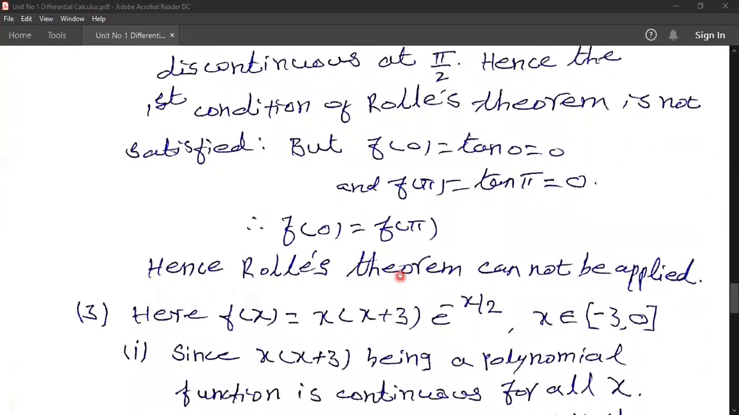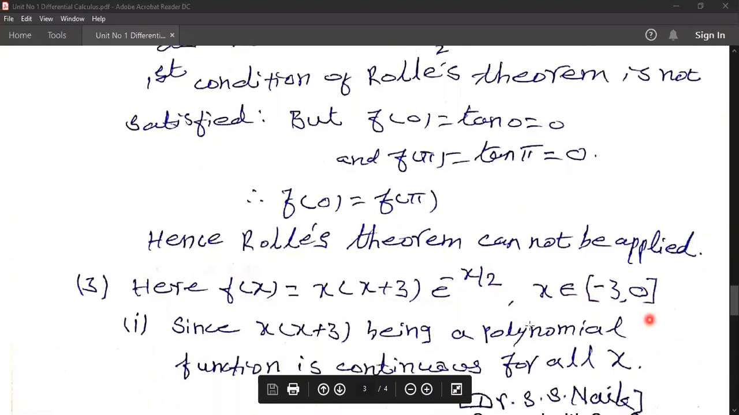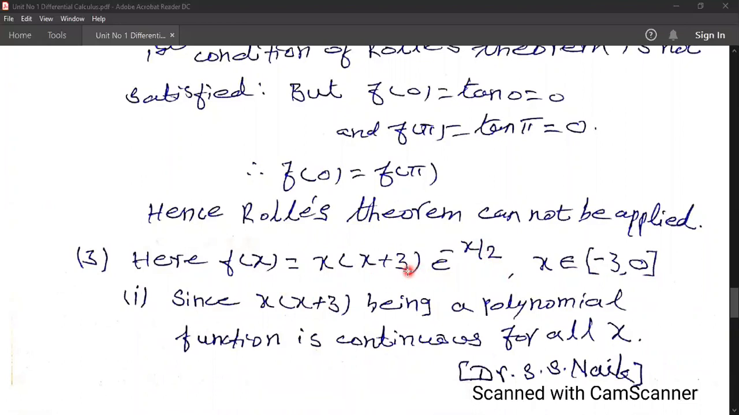Then we'll see the third function. Here, f of x is equal to x into bracket x plus 3, e to the power minus x upon 2, where x belongs to minus 3, 0. So again, if you see this question, here you have x, x plus 3.